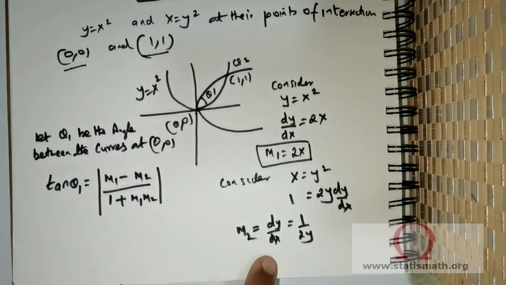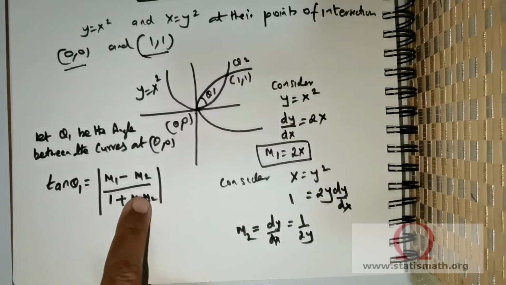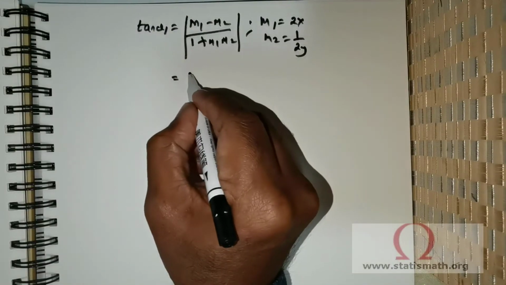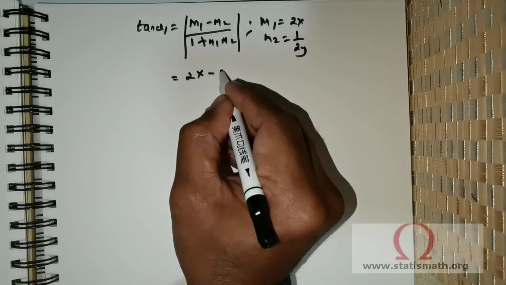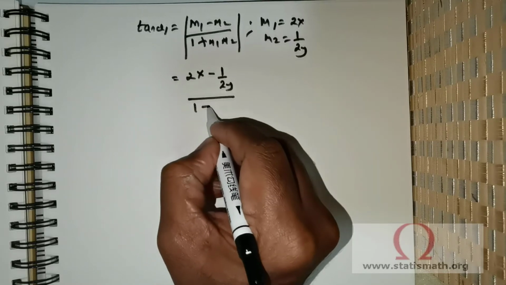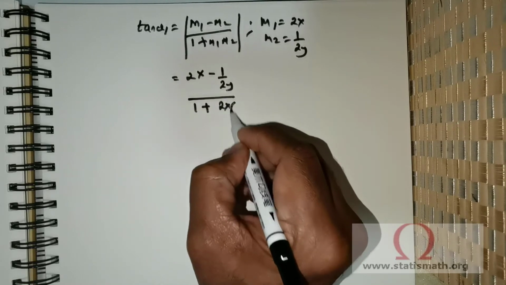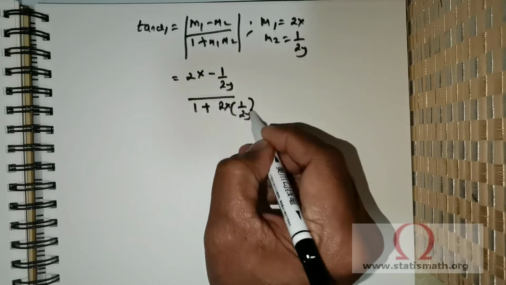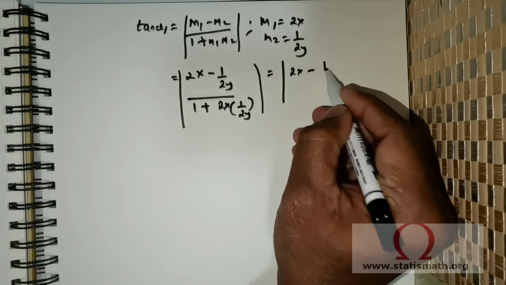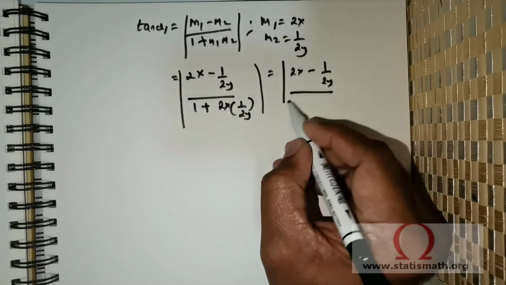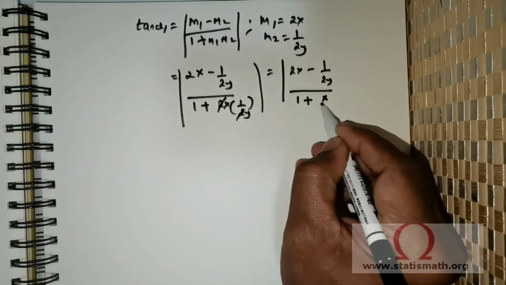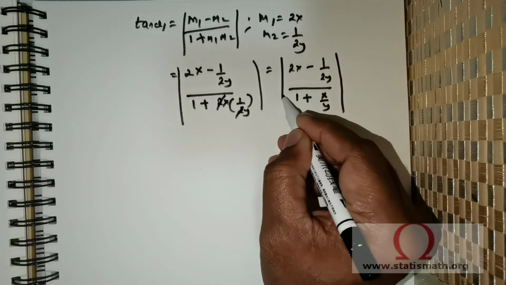Okay, so I need to substitute m1 and m2 over here, and let us do that now. Substitute the value for m1, that's going to be 2x, minus the value for m2, that's going to be 1 over 2y, divided by 1 plus 2 times x times 1 over 2y. So this is what I've got. Now this is rewritten as 2 times (x minus 1 over 2y) divided by, the 2's can be cancelled here, 1 plus x over y. Okay, so we have got something like this.